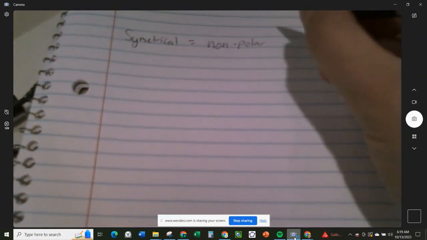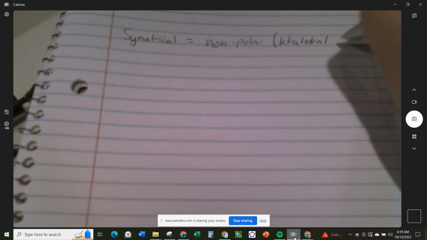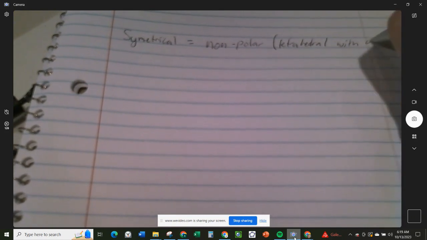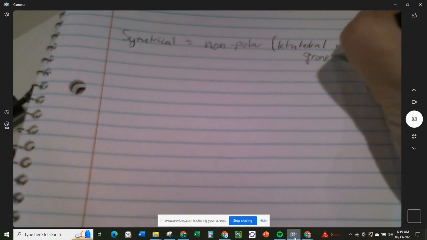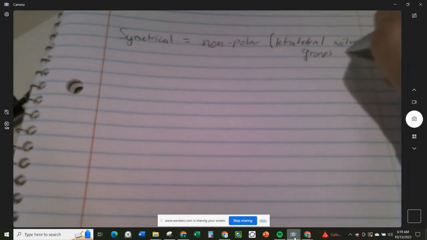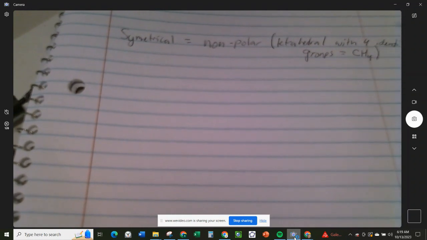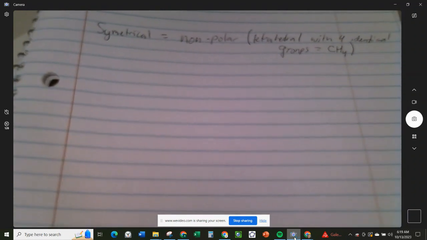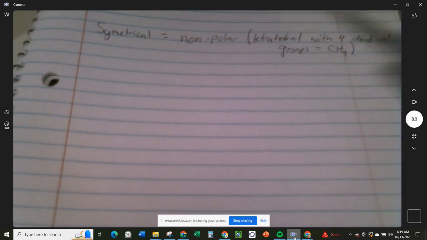And if it's something like a tetrahedral and all the groups match with 4 identical groups, it's going to be nonpolar. So like CH4 has 4 electron domains, and it's very symmetrical. It is going to be nonpolar.